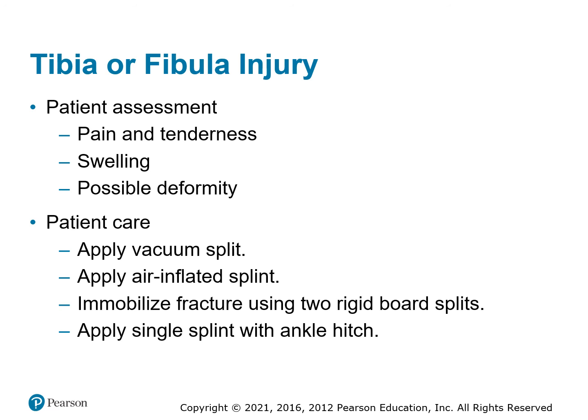And further down, the tib-fib fractures, again, pain, tenderness, swelling, possible deformity. You just have to go through the assessment process, compare the good side to the bad side, see what's normal, what's not normal. As far as the patient care goes, this is a good area for vacuum splints or air splints if you have them, but you want to immobilize the fracture basically all the way up to the knee. You may also be able to utilize two rigid board splints, one on each side, to secure it in place, or you may be able to apply a single splint that has an ankle hitch.